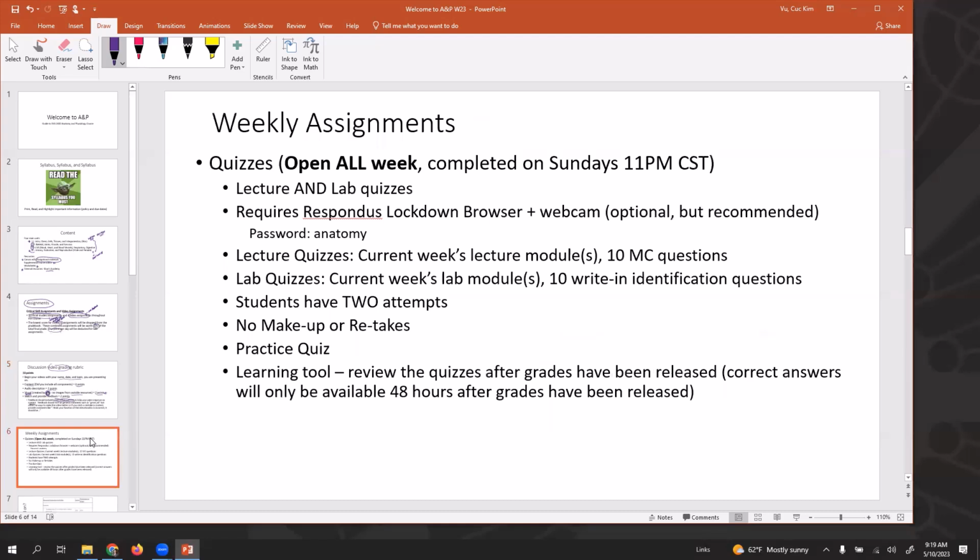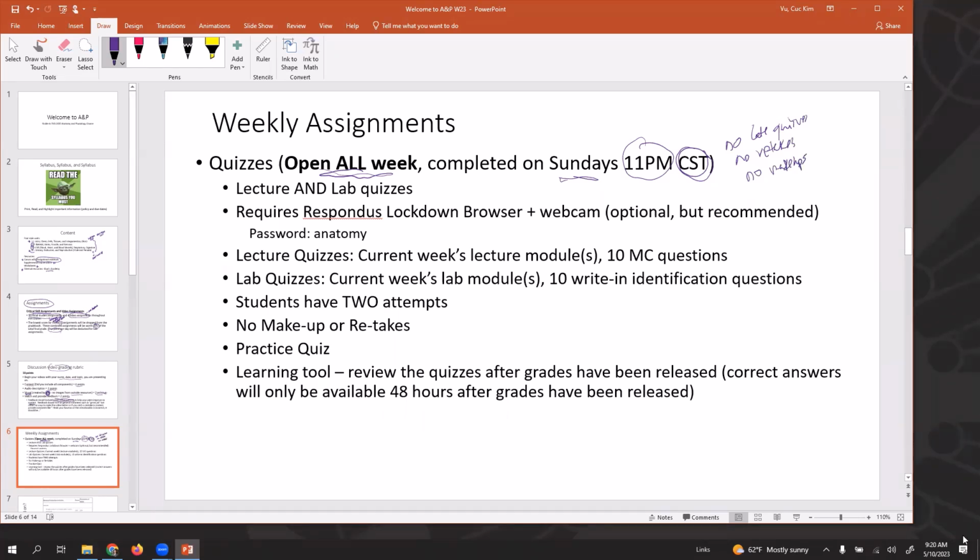Okay. So then you have the weekly assignments, which include your quizzes. Now the quizzes are available all week long. They're open from Monday to Sunday. They are due by Sunday, 11 p.m. Central Standard Time. Because they are open all week long, there are no exceptions to the policy in terms of no late quizzes, no retakes, and no makeups.